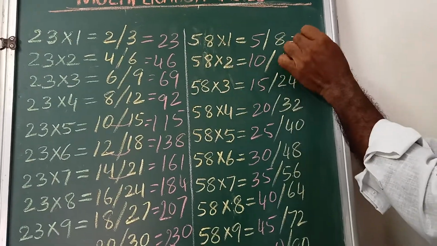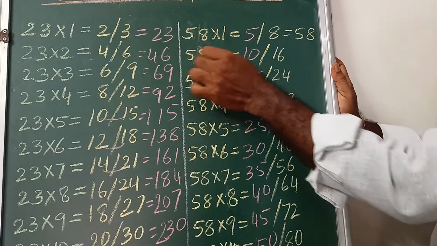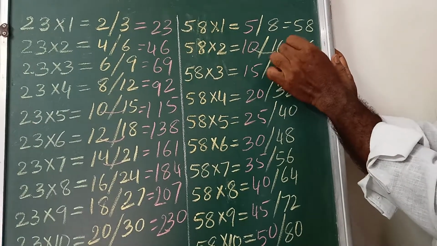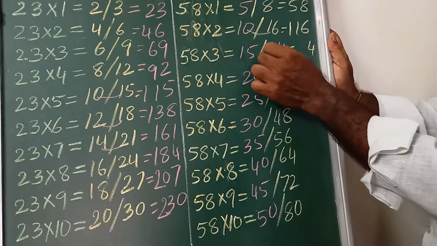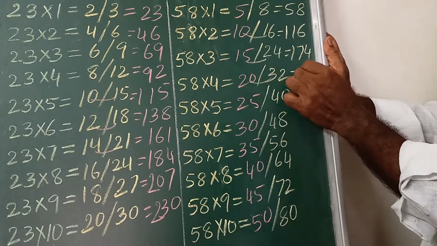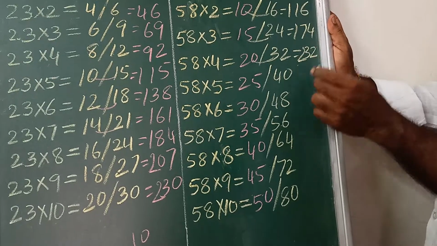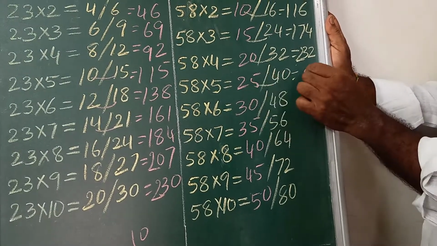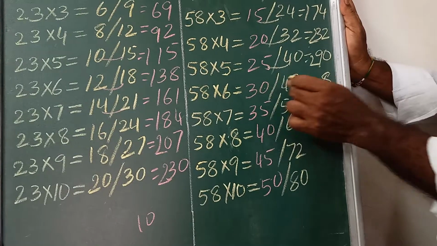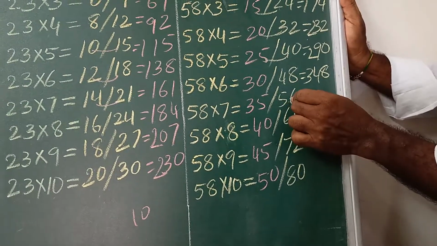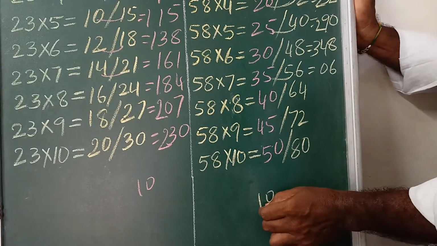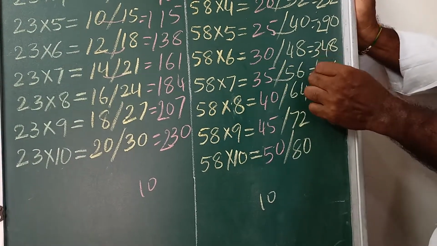58 ones are 58. 58 twos are: first write 6, 1 plus 0, 1 and 1. 4, 2 plus 5, 7, 1. 2, 3, 2, 232, 0, 9, 2, 8, 4, 3, 6, here 10, 10 means 0, 1 plus 4, 1 plus 3, 4.